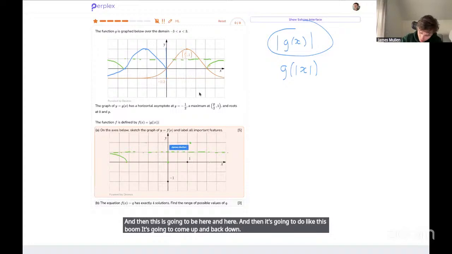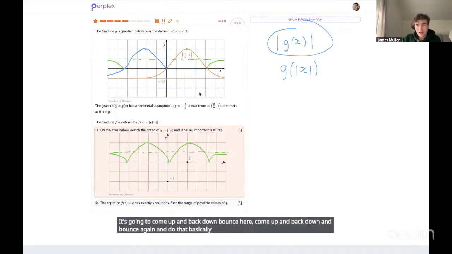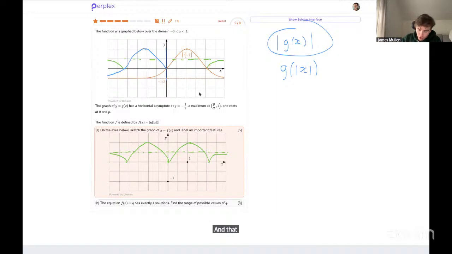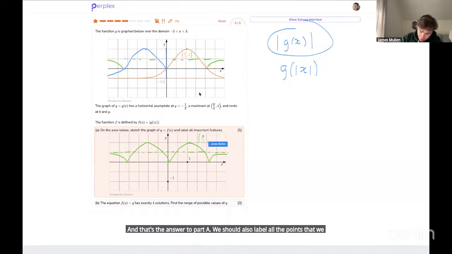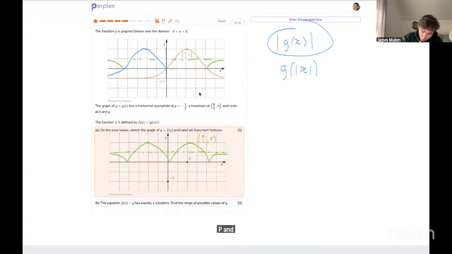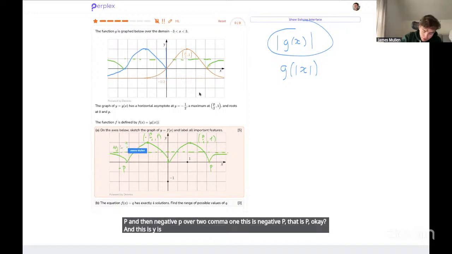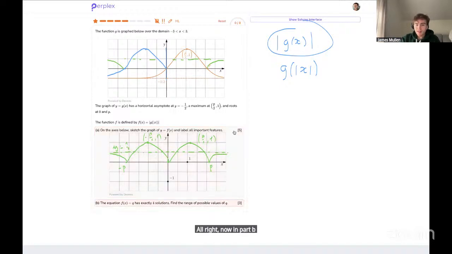Let's make sure it goes through the point properly. It's going to come up and back down. Bounce here, come up and back down, and bounce again, and do that basically. Okay? So that is the shape of my graph. And that's the answer to part A. We should also label all the points that we know, which is p over 2, comma 1, p, and then negative p over 2, comma 1. This is negative p, that is p, okay? And this is y is equal to 1 over 2. Important to label that. All right, now in part B, actually, maybe I'll take some Q&A first.